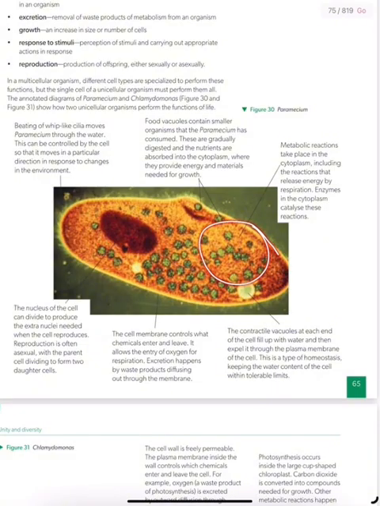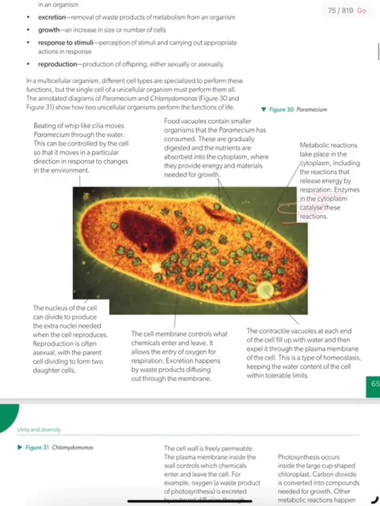So here in the cytoplasm, it shows we have the metabolic reactions occurring. Also, enzymes in the cytoplasm catalyze these reactions. This big thing is the nucleus of the cell, and it can divide to produce the extra nuclei needed when the cell reproduces. This is the cell membrane, and it controls what chemicals enter and leave.